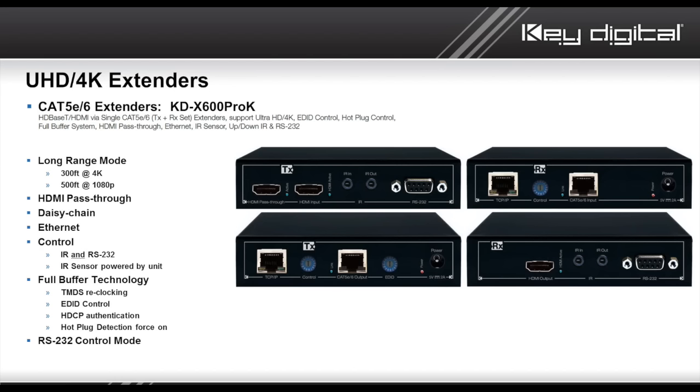You have a feature called long-range mode. Now, long-range mode and standard mode are your two modes of operation, as we'll show you in a slide in just a few moments. Standard mode is what it's going to be set at out of the box. Why? Standard mode supports 1080p. Standard mode supports 4K. The maximum distance is about 100 meters, depending on your cat wiring.